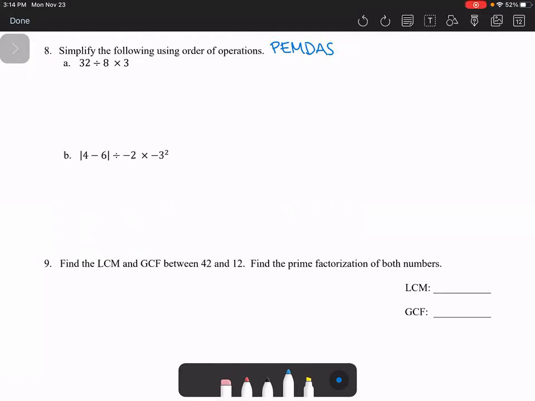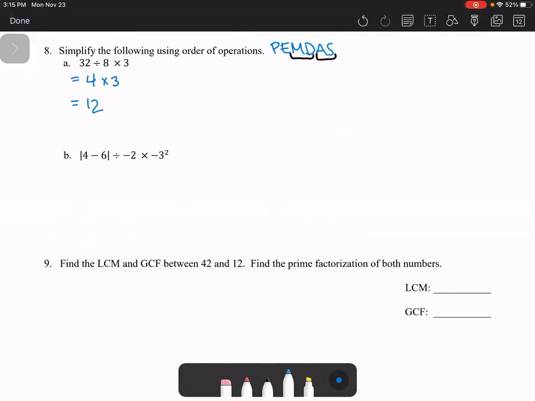So multiplying and dividing, right? So this first question A, multiplying and dividing. We know that multiplying and dividing are grouped together and they go left to right. So when we simplify this, we do division first. 32 divided by 8 is 4. And then we do the multiplication to get 12. So multiplying and dividing go together left to right. You're always going to multiply and divide before you add and subtract. It's in the acronym, right? You're always going to do that first.